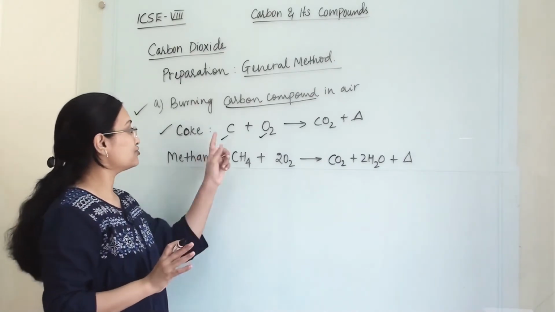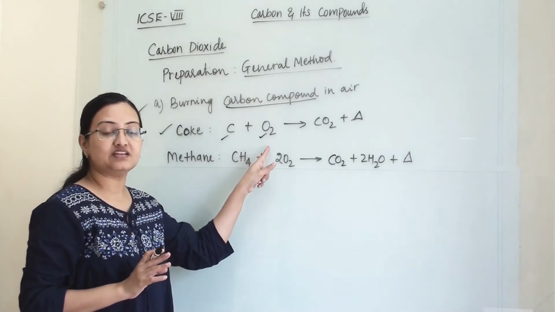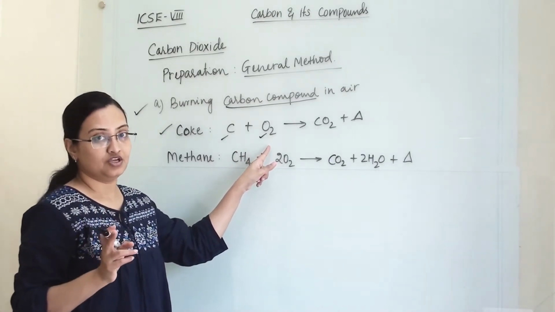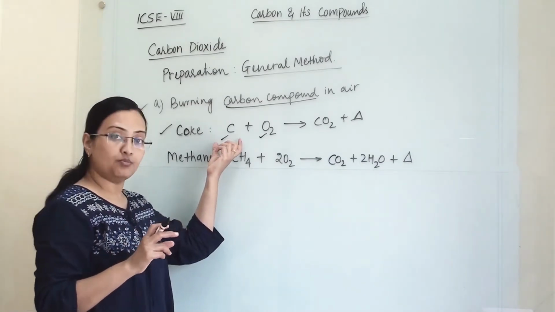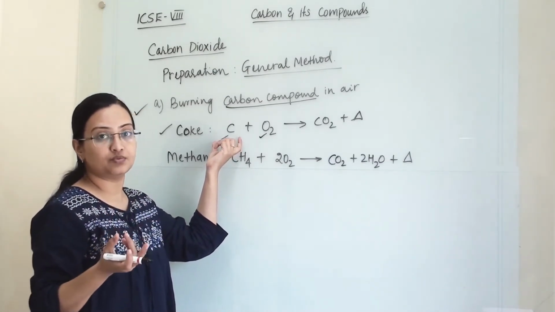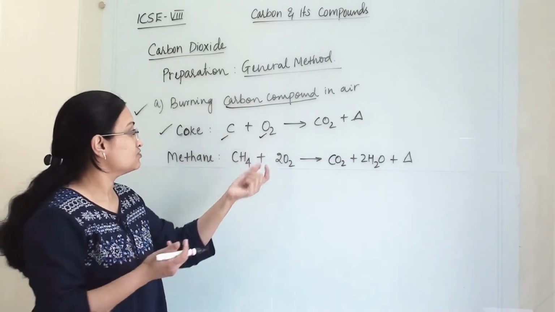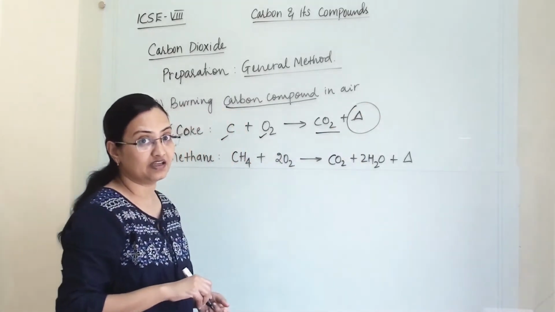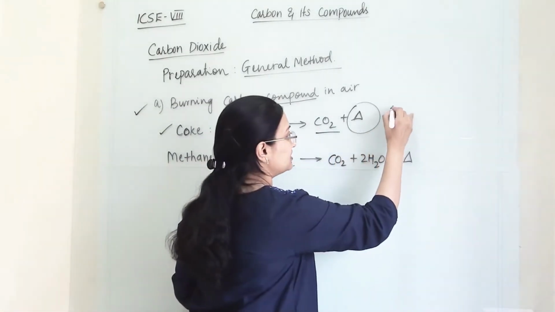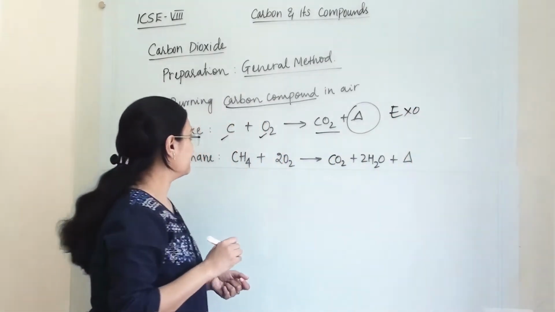So we can also say that this carbon is reacting with atmospheric oxygen. Whenever any burning reaction takes place, the compound which is burning is reacting with atmospheric oxygen. So here we will get carbon dioxide, and heat will be liberated at the end. That means this reaction is exothermic in nature.